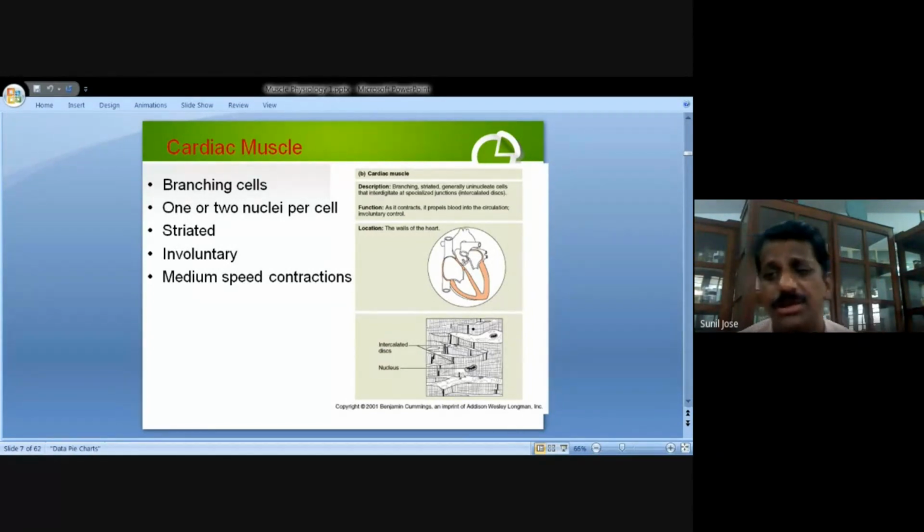That is why it is known as involuntary. That is, the action of the heart muscle or cardiac muscles are called involuntary muscles. Involuntary muscles എന്നാണ് നമ്മൾ അതിനെ പറയുന്നത്.